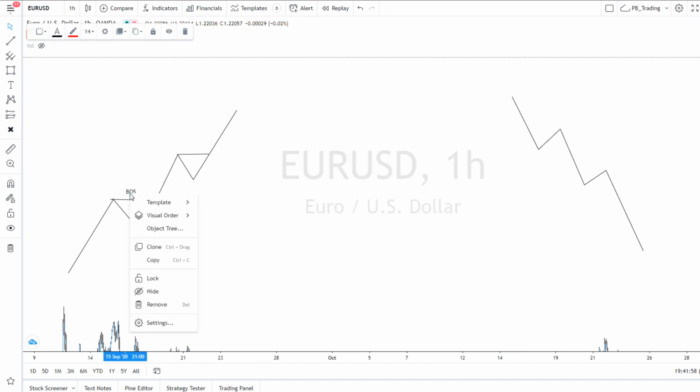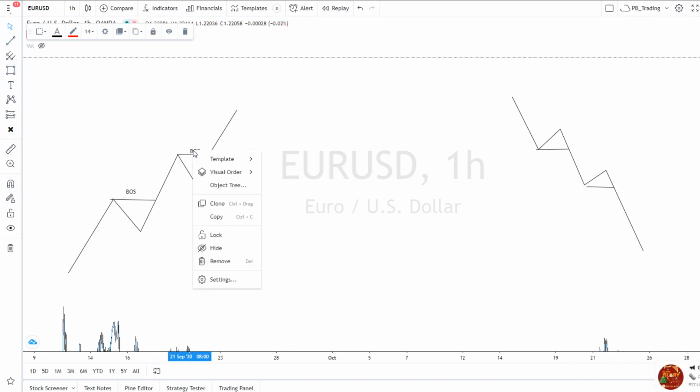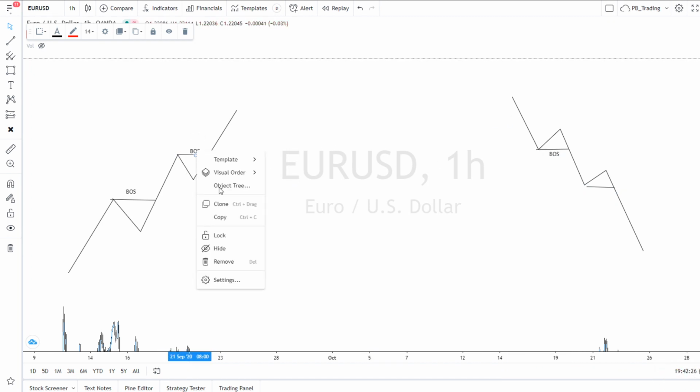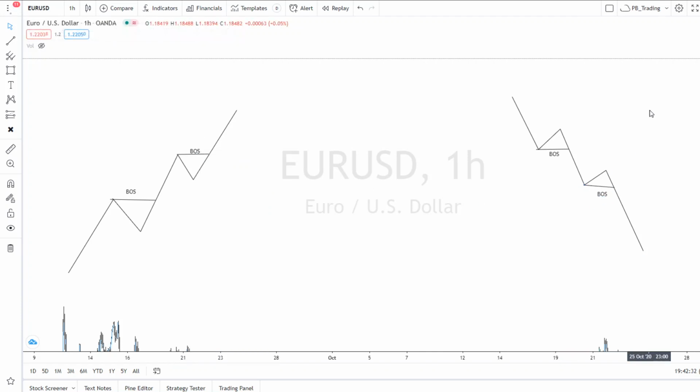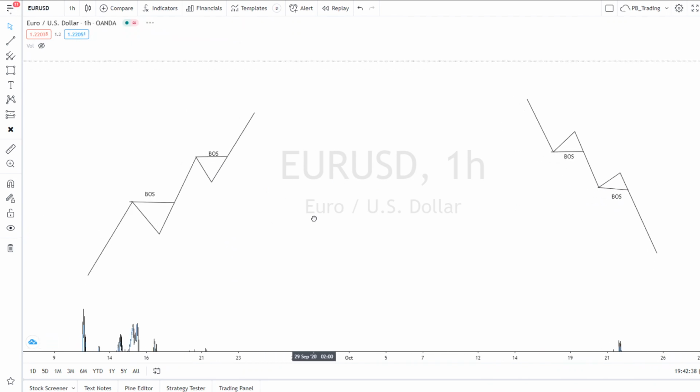So break of structure: anytime a high is broken in an uptrend, and anytime a low is broken in a downtrend, we have a break of structure. So a break of structure here, and another break of structure here. I just want to quickly represent them here so that we get a clear picture as we move on. So break of structure here as well. This is what we mean by break of structure generally, if you are looking at the market cycle.